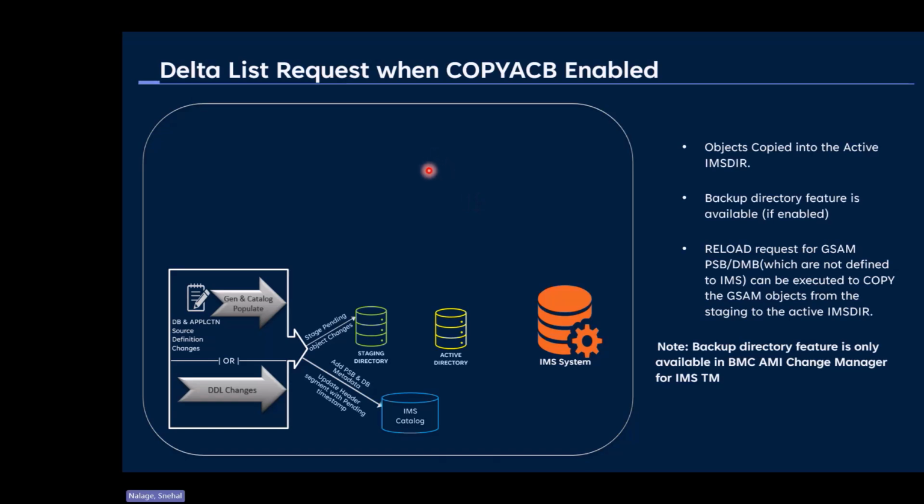Right, so this depicts the flow of the delta list request in the managed ACBs environment when copy ACB is enabled in both the IMS ID option as well as in the delta list element.